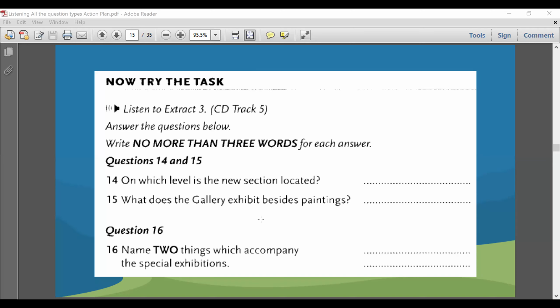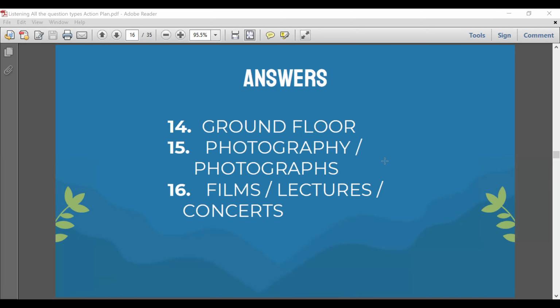और यहाँ पे आपको दो आंसर लिखने हैं. उन्होंने दो आंसर को बारे में बोला है, तो दो आंसर में से उन्होंने बोला है फिल्म्स, लेक्चर्स और कॉन्सर्ट्स. तो इसमें से दो आंसर आपको लिखने हैं. सो आंसर इज गोइंग टू बी फिल्म्स, लेक्चर्स और कॉन्सर्ट्स. इसमें से आपको कोई भी दो लिखना है. You don't need to write all of them, you only need to write two of them. Understood? सो आंसर इज गोइंग टू बी फिल्म्स और लेक्चर्स और कॉन्सर्ट्स. ये आपके आंसर्स है. काइंडली चेक इट आउट.